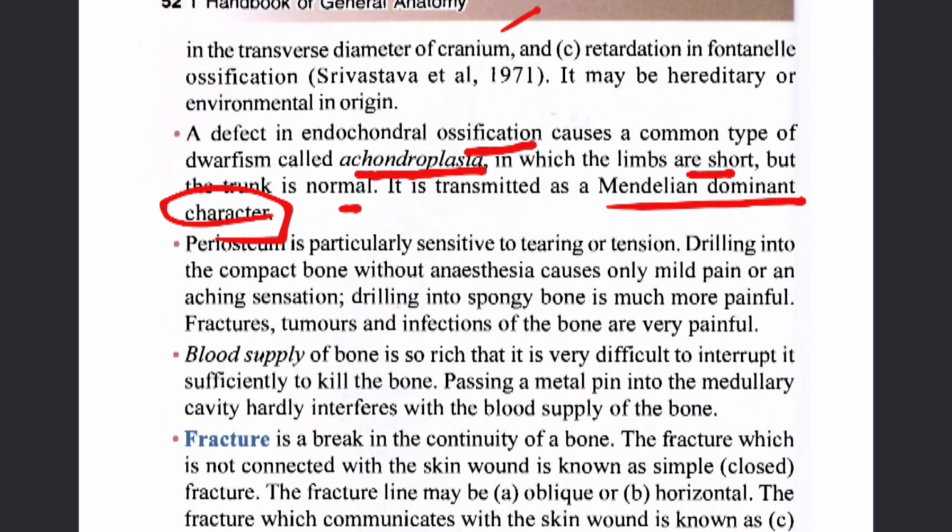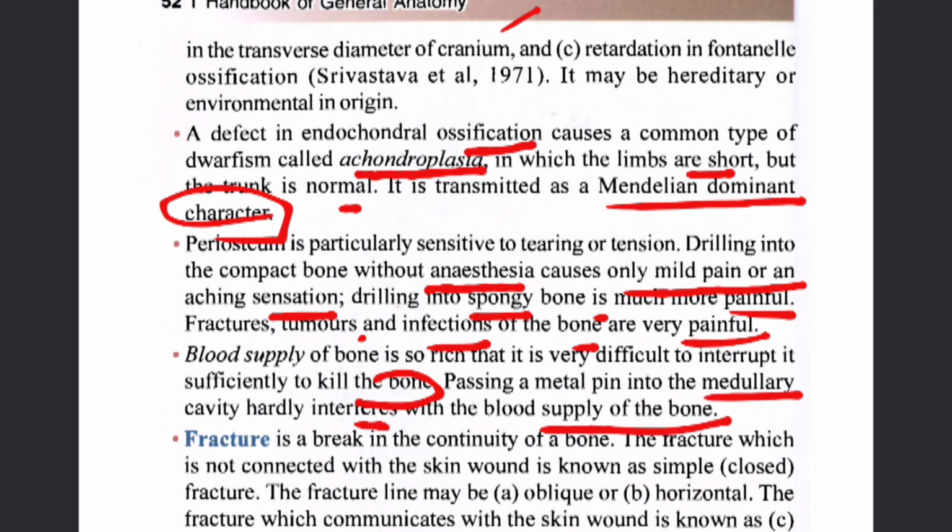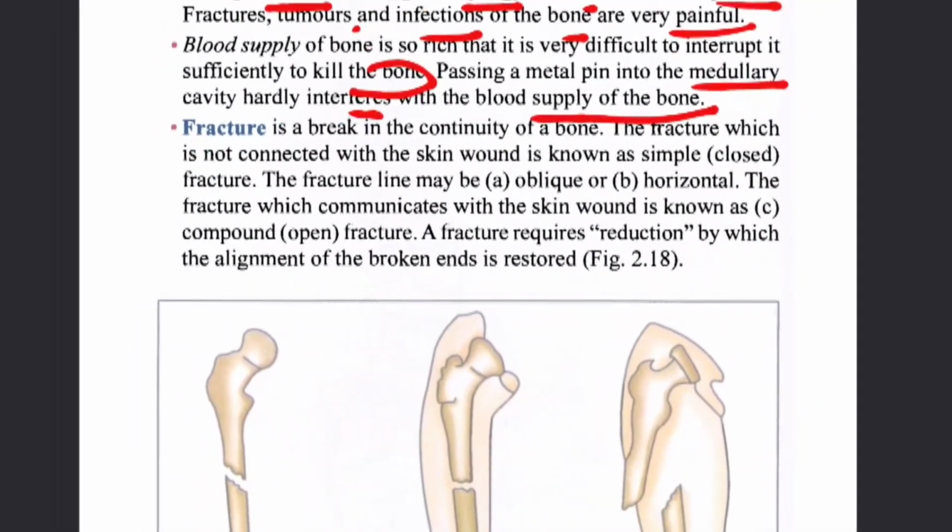The periosteum is particularly sensitive to tearing or tension. Drilling into the compact bone without anesthesia causes only mild pain or an aching sensation. Drilling into spongy bone is much more painful. Fractures, tumors and infections of the bone are very painful. Fine. The blood supply of bone is so rich that it is very difficult to interrupt it sufficiently to kill the bone. Passing a metal pin into the medullary cavity hardly interferes with the blood supply of the bone. Then we talk about fractures.